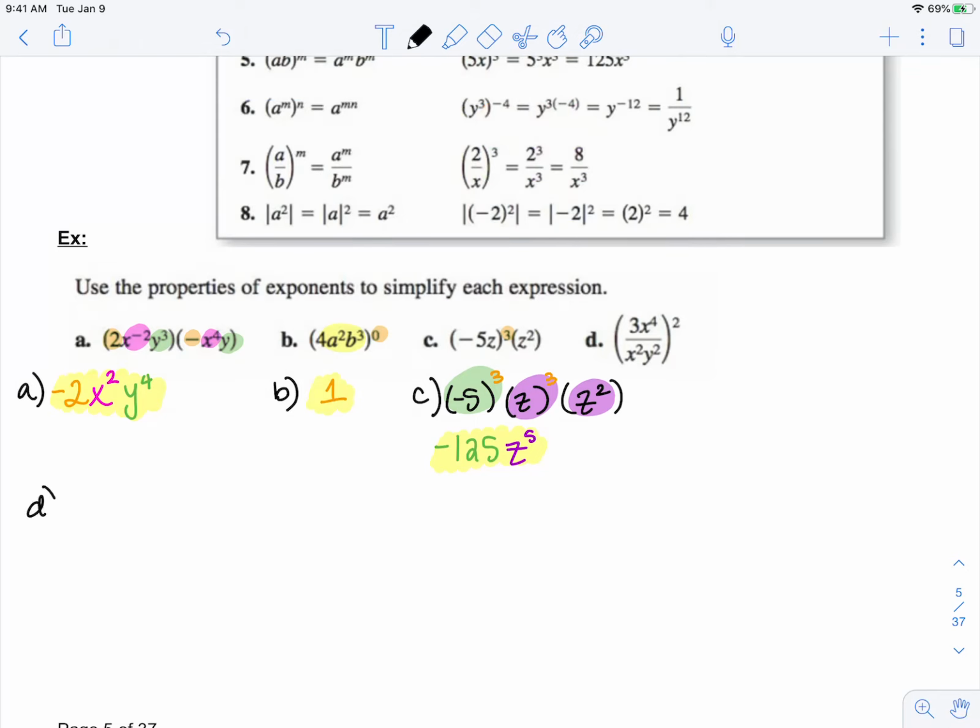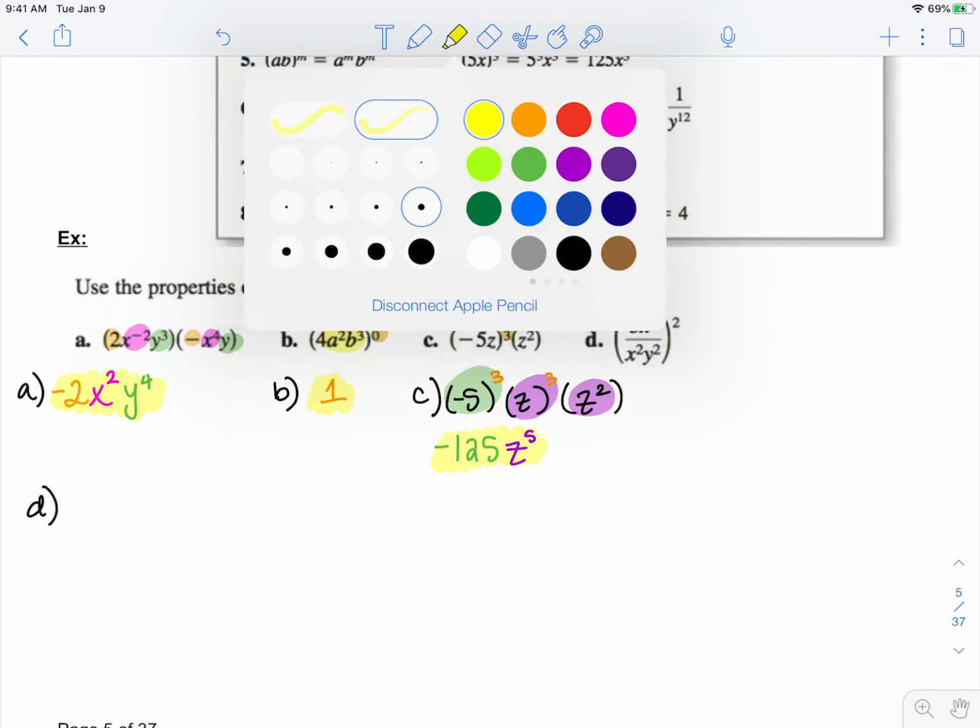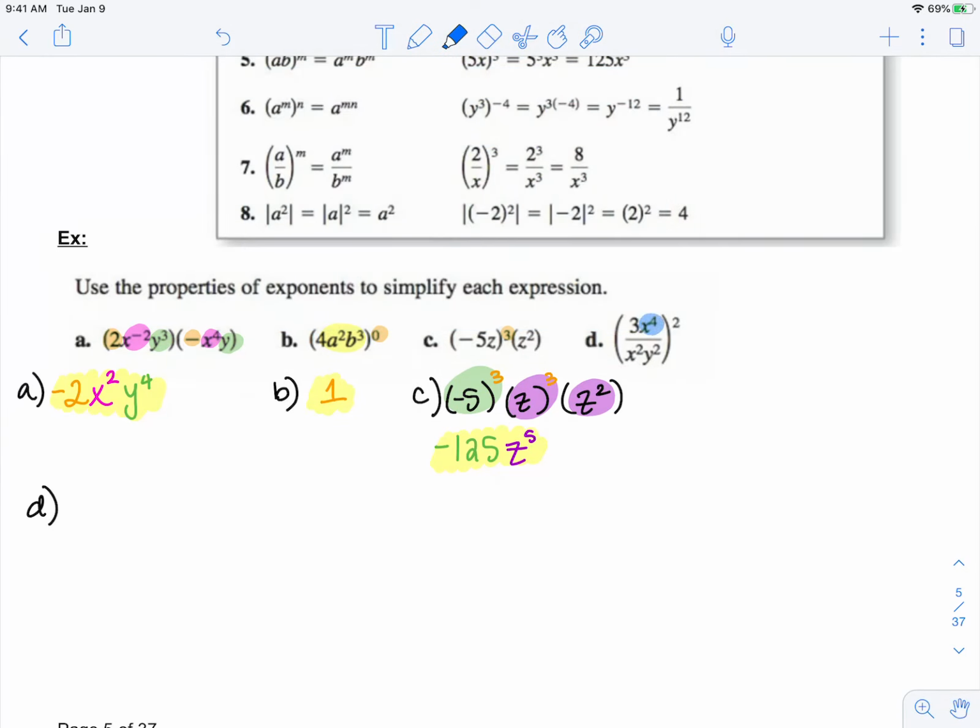Now in part D, remember there's a few ways you can start this. You might do this problem differently than the order I'm about to do it. But for me, the first thing I notice is that inside my parentheses, I have x to the 4th over x squared. And I know I can simplify that. So the 3 I'm not focusing on, and the y squared I'm not focusing on, and the squared I'm not. However, I know that x to the 4th over x squared, I subtract my exponents and I get x squared.